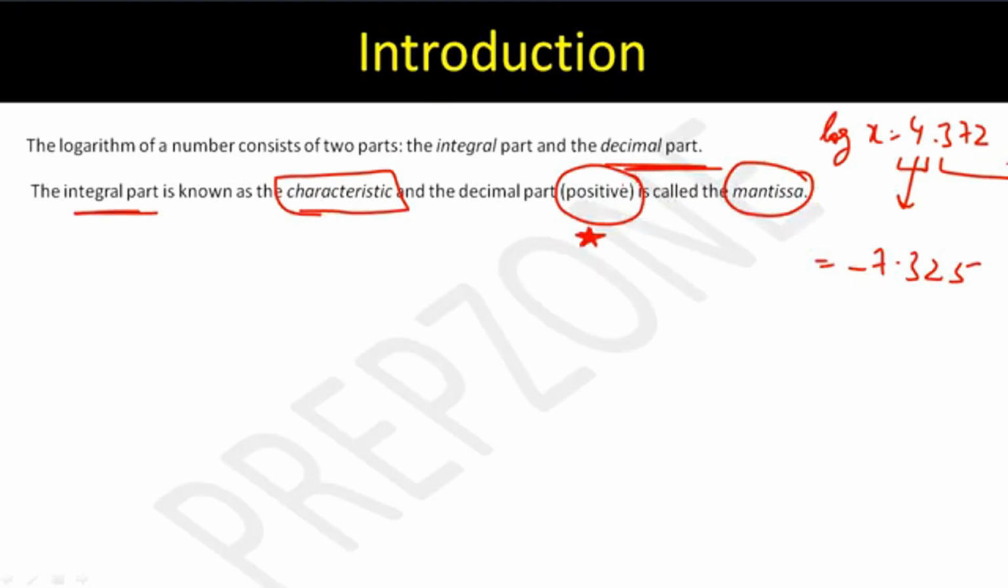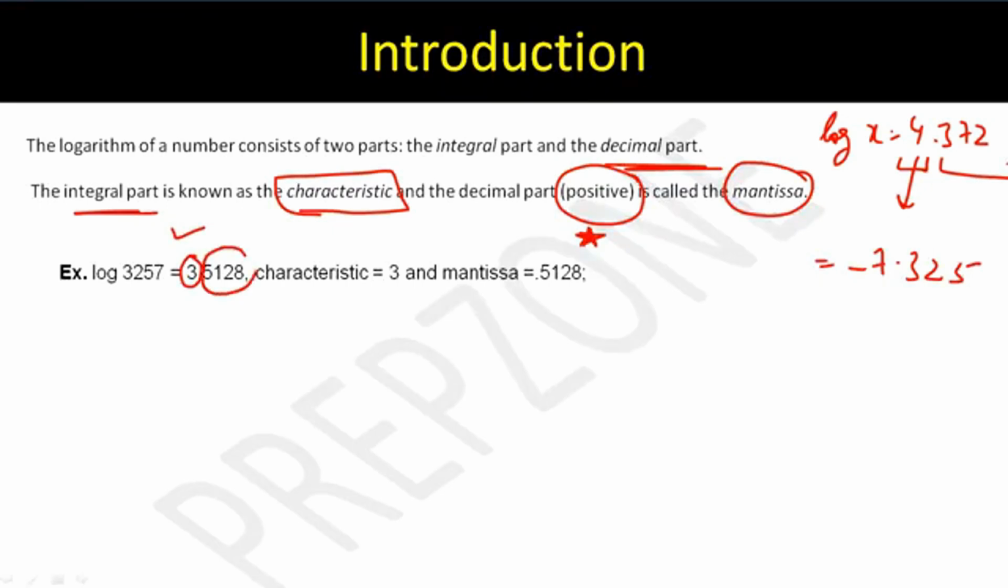Having said that, let's do a question. This is an example. If the value of log 3257 is 3.5128, what is the characteristic? This will be the characteristic because this is the integral part and this is the fractional part. Anything after the point is the fractional part and anything before the decimal point is the integral part. So 0.5128 becomes the mantissa. Of course, this is positive, so this condition holds true, and the characteristic is 3.